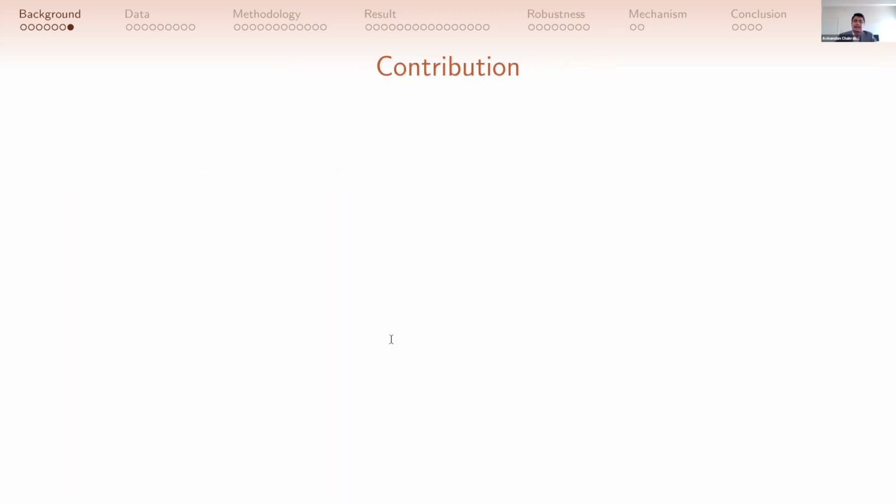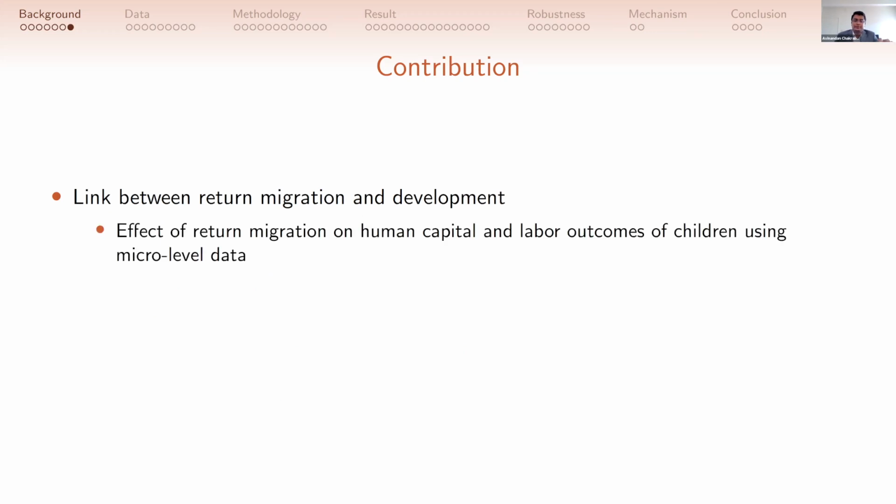So keeping that in mind, the contribution of my paper is in two strands of literature. The first is a link between return migration and development. Regarding that, I find the effect of return migration on human capital and labor outcomes of children using micro-level data. And the second is the trade-off between child labor and schooling.